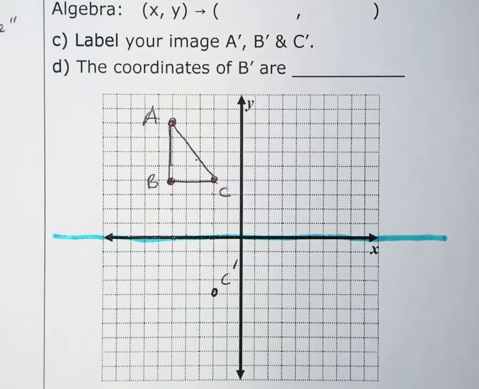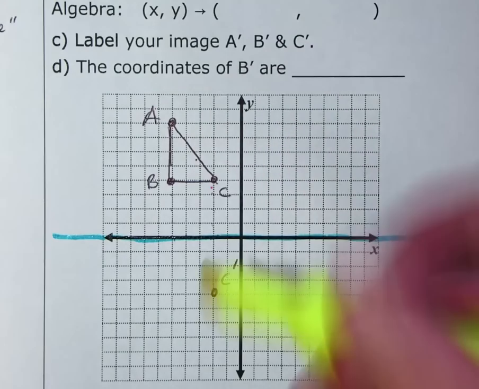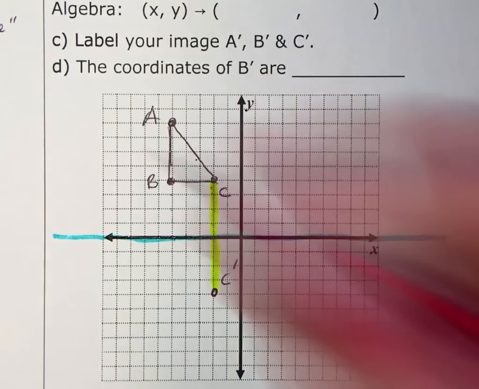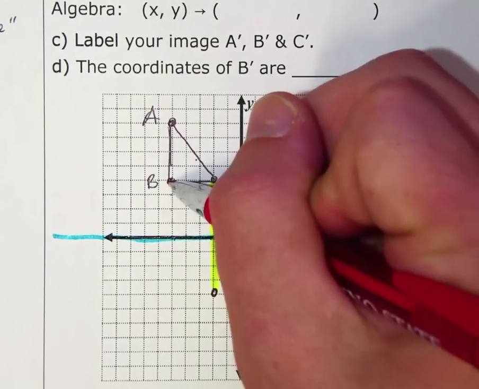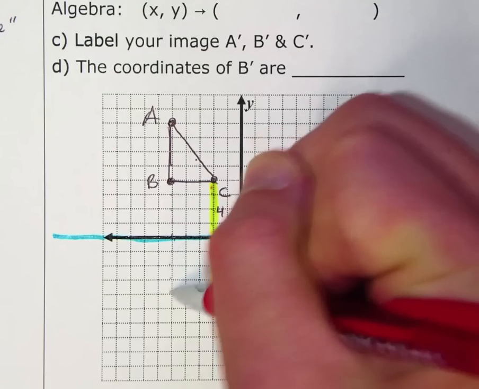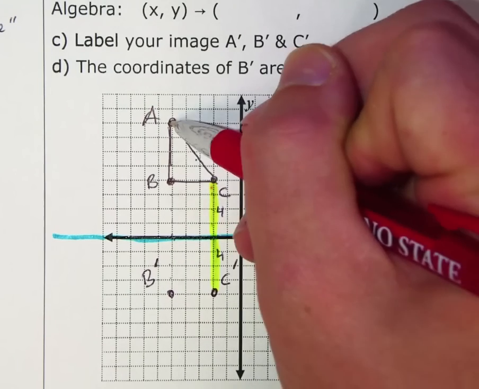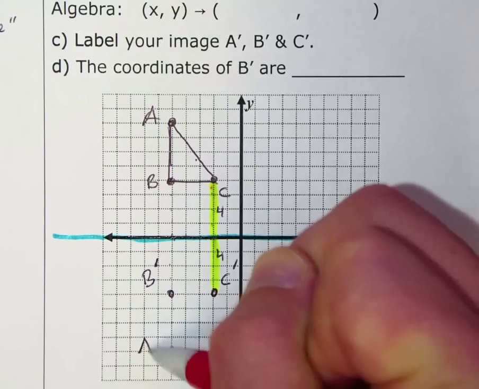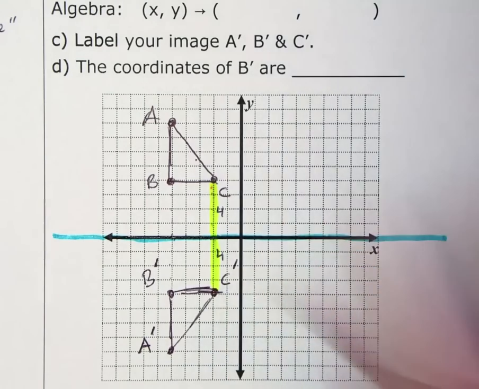Okay, again, notice that this right here, grab a color, yellow. Those little yellow marks are the same. This is 4 units, this is 4 units from the x-axis. Let's do B. It's also 4 units, so go out 1, 2, 3, 4. Here is B prime. And finally, A is 8 units. So go down 8 units. And there is your image.